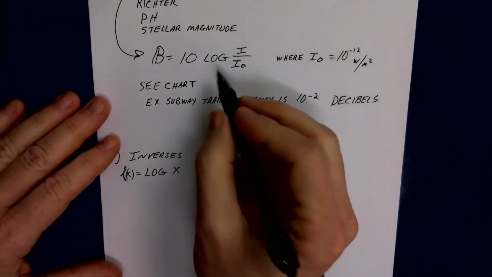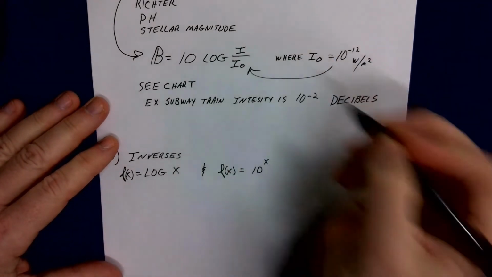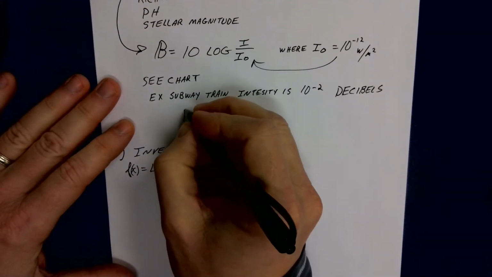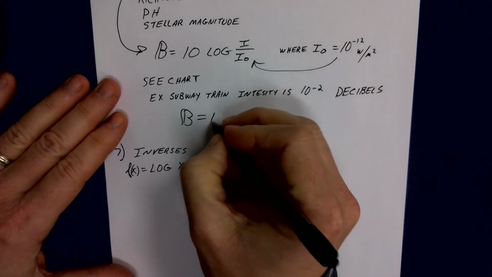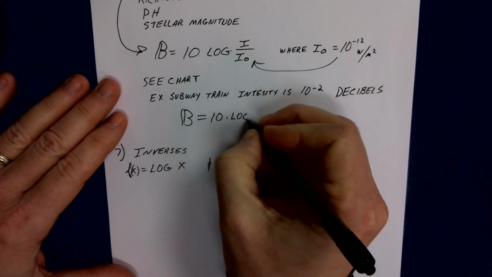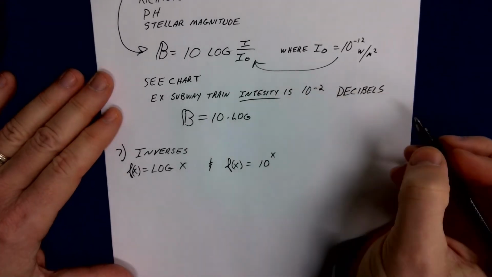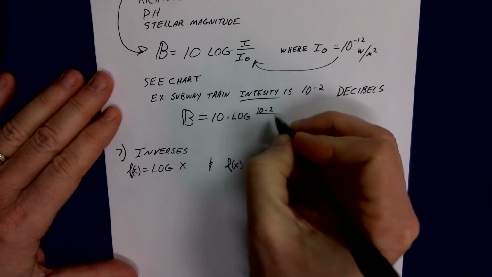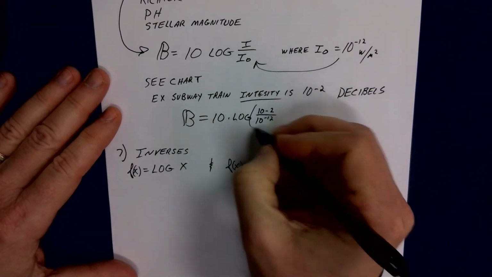So what I'm going to do is simply plug it into this equation. We know that I sub 0 is the hearing threshold, so that's 10 to the negative 12th. So if I want to know the decibels for this, it is going to be equal to 10 times the log of I, which is the intensity for a subway train, 10 to the negative 2 over 10 to the negative 12.